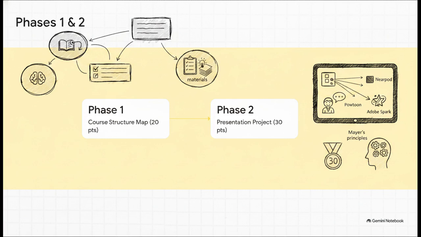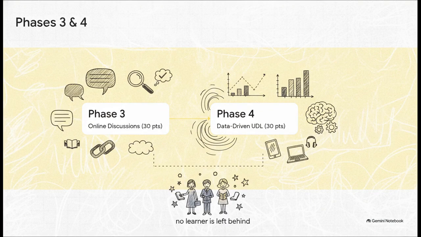Then, Phase 2 is your presentation project, sitting at 30 points. Here, you take Mayer's Principles of Multimedia Learning and actually apply them to teach a concept. You'll be using tools like Nearpod, Powtoon, or Adobe Spark, so you're putting theory directly into practice right away. Keeping that momentum going, we roll into phases 3 and 4.